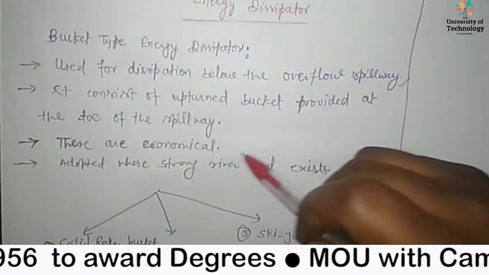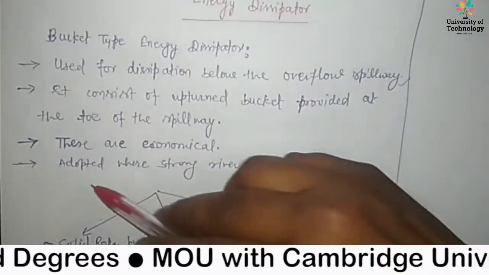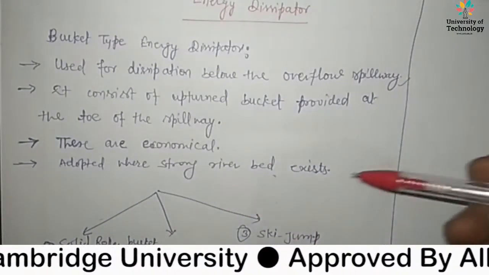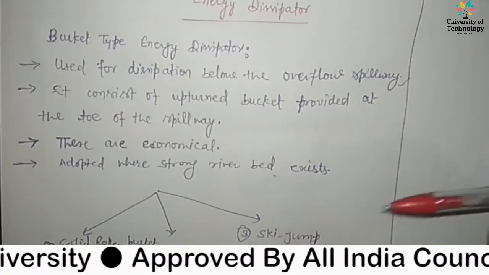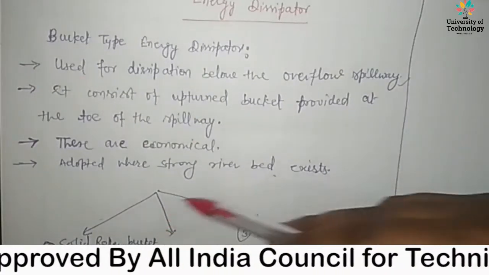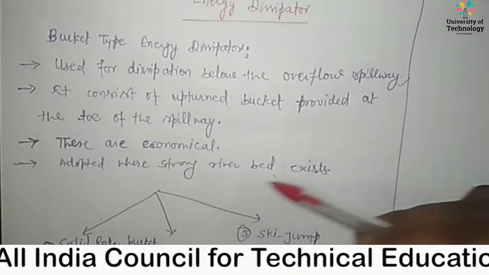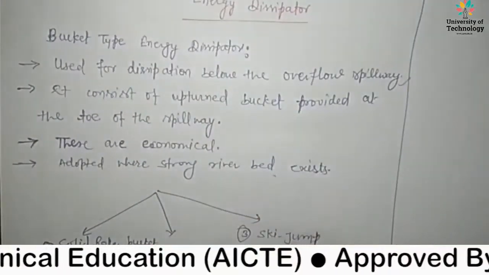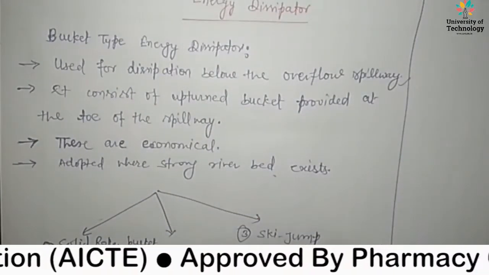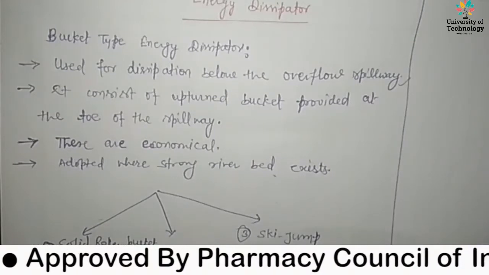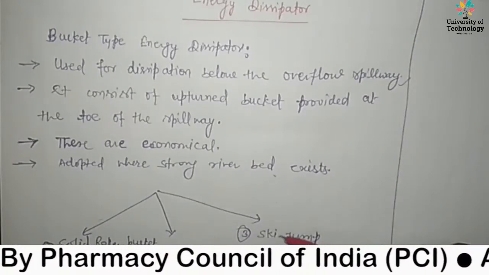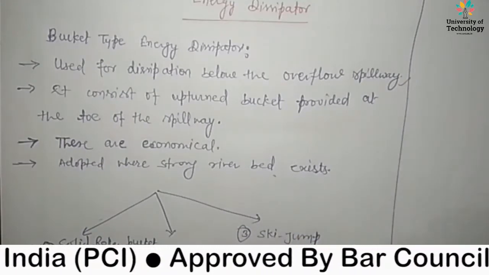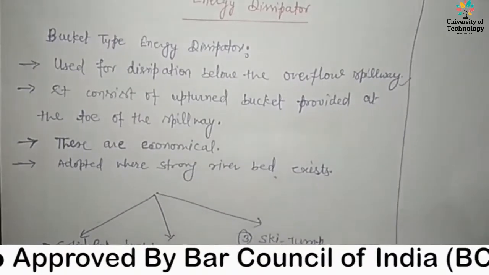These are economical, so they are generally used where a strong riverbed exists. Because the scouring problem doesn't occur, they can be used with a strong river bed. So there are three types of bucket type energy dissipators. Number one is solid roller bucket. Second one is slotted roller bucket. And the third one is sky jump bucket, which is also known as trajectory bucket.